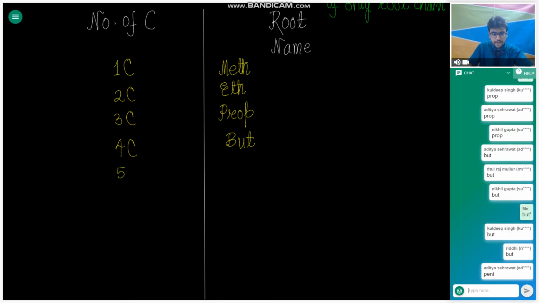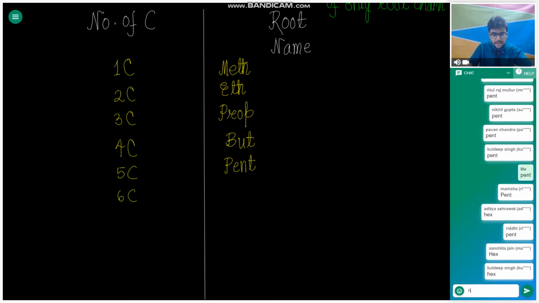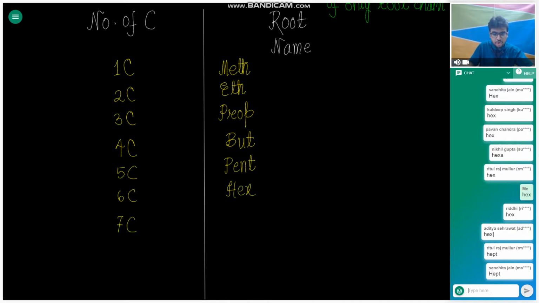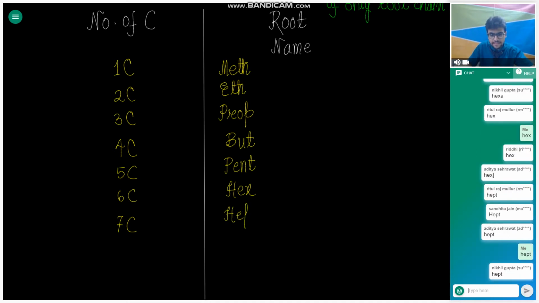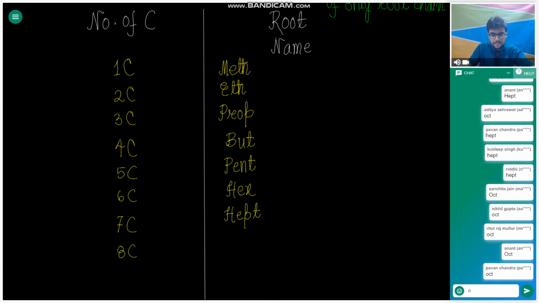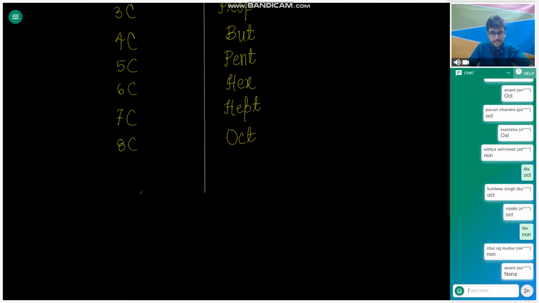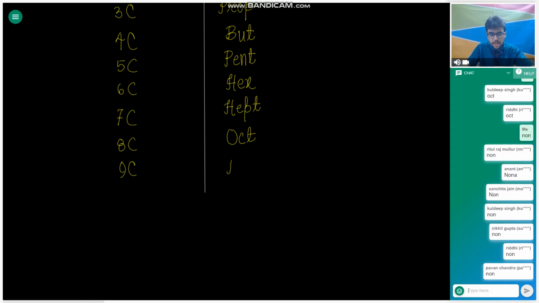If there are five carbon atoms, what is going to be the root name? Root name is going to be pent. If there are six carbon atoms, what is the root name? Root name is going to be hex. Now, please, for 7 carbon atoms, do not write sept. It is not sept, it is hept. Now, for 8 carbon atoms, let me see who can tell me. It is called oct. Now, for 9 carbon atoms, let us see who can tell me. For 9 carbon atoms, it is non, N-O-N.